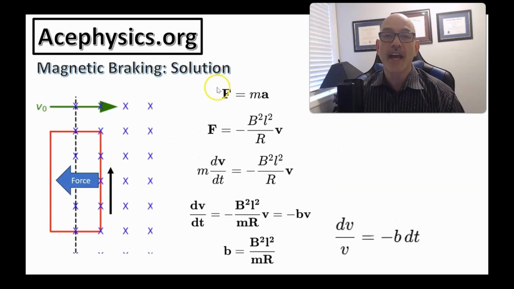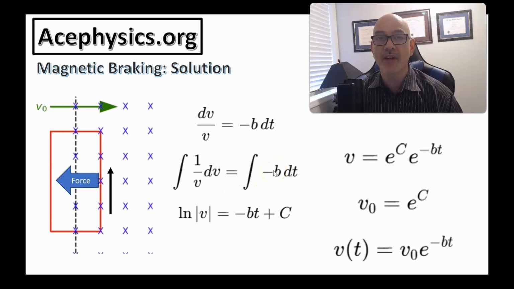Newton's second law tells us that force is equal to mass times acceleration. This is the force formula that we just found on the previous page. The negative sign comes from the fact that the force is going in the opposite direction of the velocity. m dv/dt is equal to this formula, and this leads to this differential equation. This is a differential equation that allows us to solve for the velocity as a function of time. This is an easy differential equation to solve.